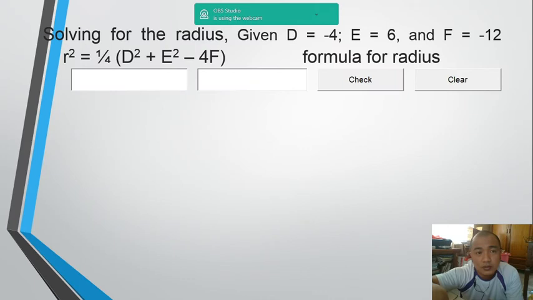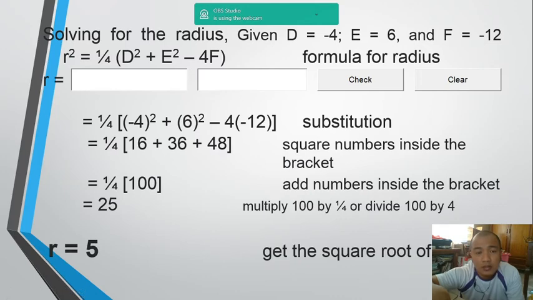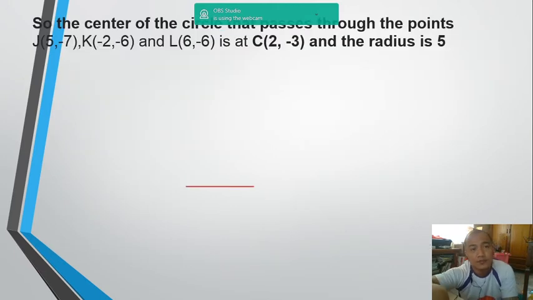How about the radius? Using the formula. Ayun, substitute mo lang. Negative 4 squared, 16 plus 36 minus 4 times negative 12, which is 48, ayun, equals 100 multiplied by 1/4. Therefore, get the square root of both sides. Square root of 25 is 5. The radius is 5. Ayun, so the center of the circle that passes through the points 5, negative 7, negative 2, negative 6, and 6, negative 6 is at 2, negative 3. Yun ang center and the radius is 5.